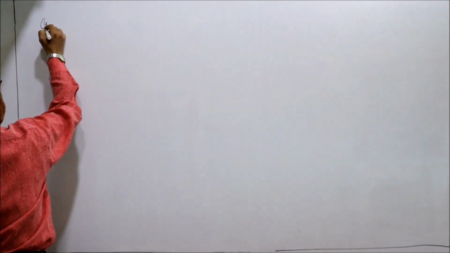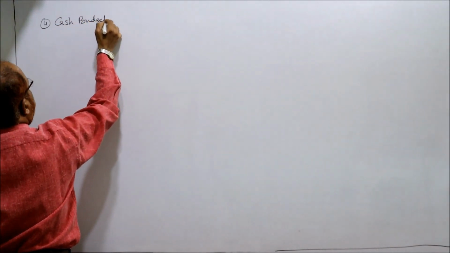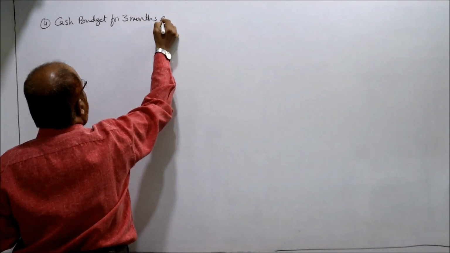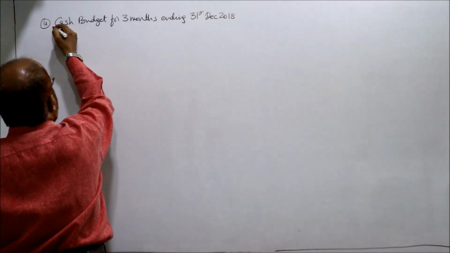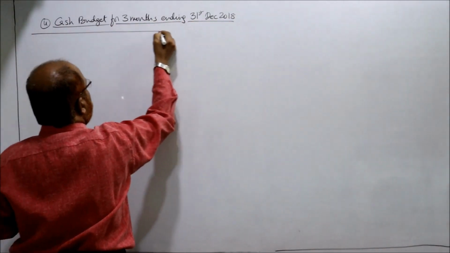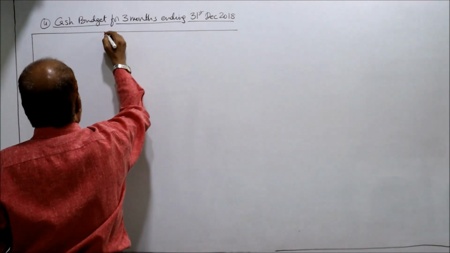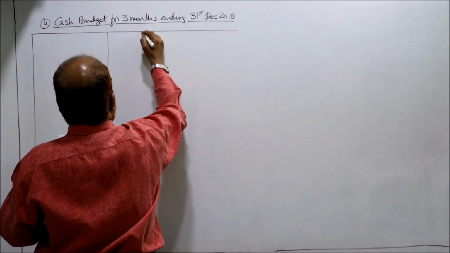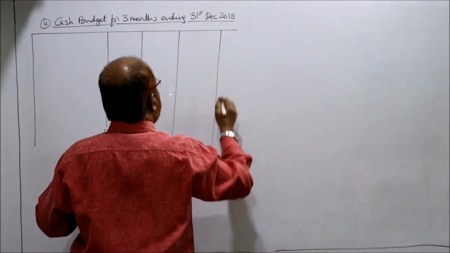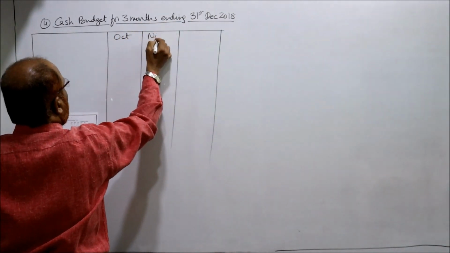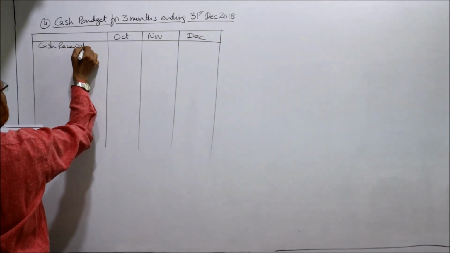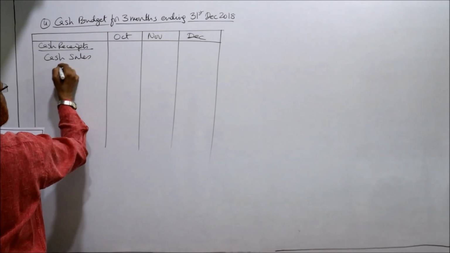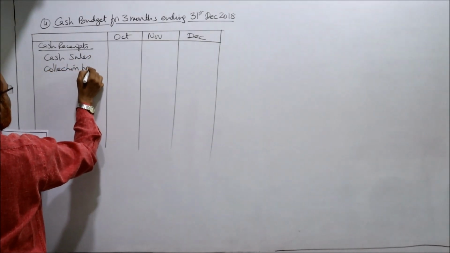Cash budget for 3 months ending 31st December. Problem number 4. October, November and December. Cash receipts: cash sales, collection from debtors.